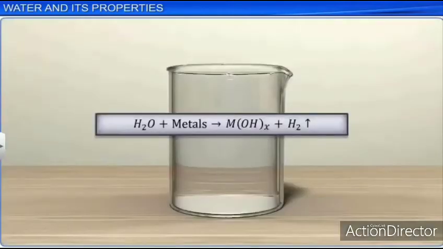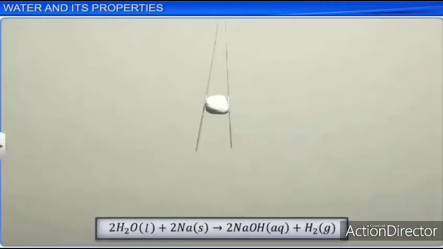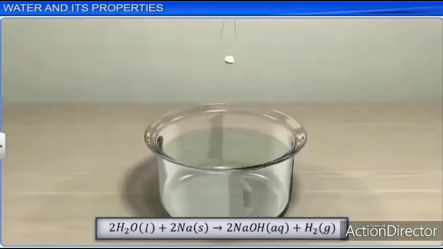Redox reactions involving water. Water can easily be reduced into hydrogen by highly electropositive metals. For example, sodium metal reacts with water to give sodium hydroxide and hydrogen. Therefore, it is a great source of hydrogen.